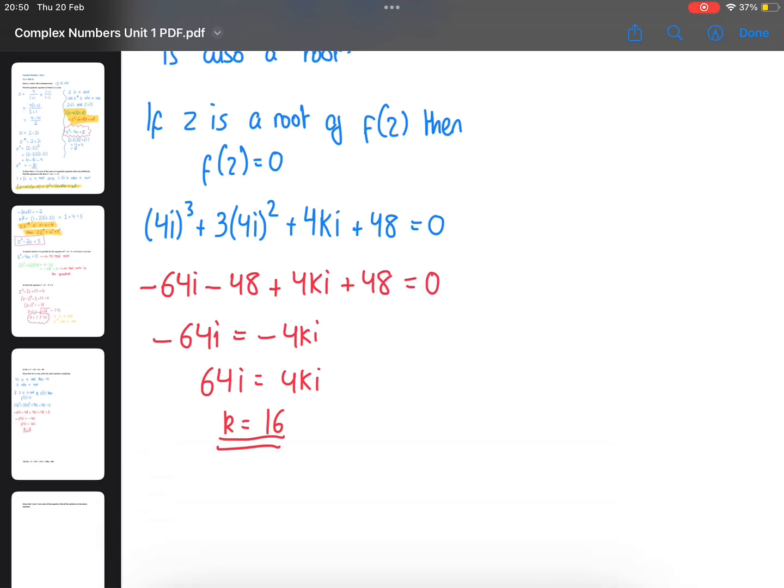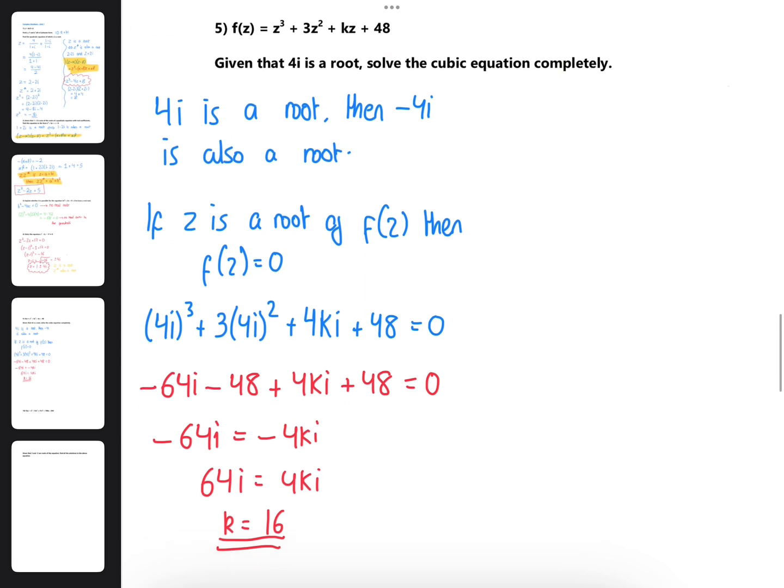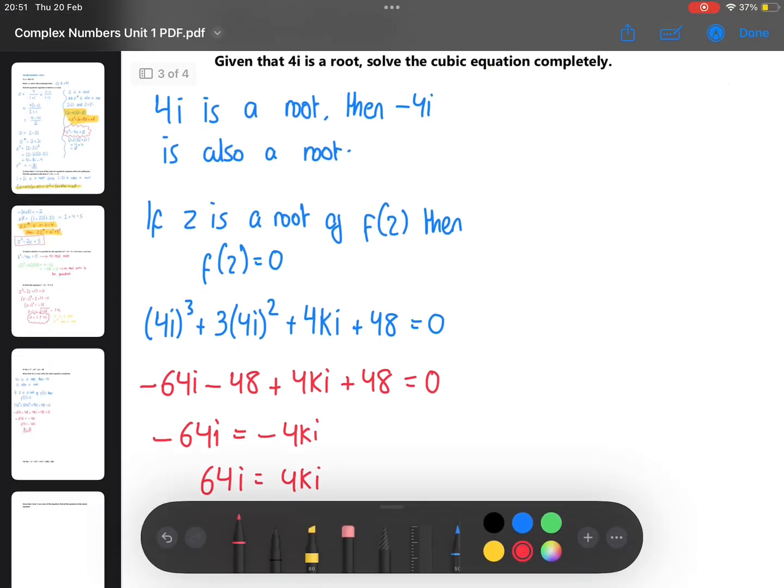And now that we've found the value of k, this next part of this problem is to completely solve the cubic equation. So in order to do that, I'll just split the page here.